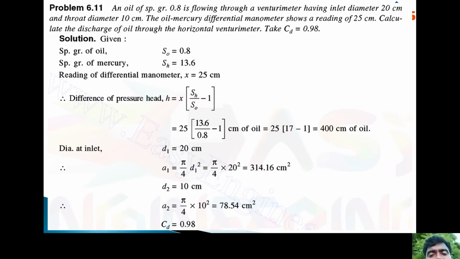In this equation, the x value, sh value and s0 value are substituted. Therefore the equation is 25 into (13.6 divided by 0.8 minus 1) centimeter of oil, that equals 25 into (17 minus 1), that equals 400 centimeter of oil. The H value is 400 centimeter of oil. Diameter of inlet D1 equal to 20 centimeters.